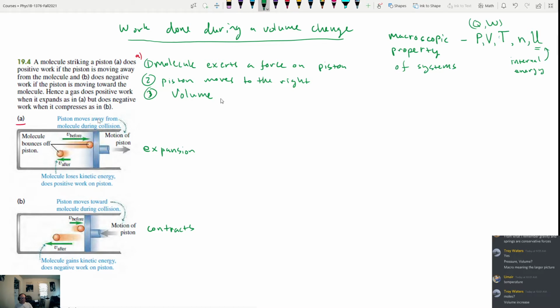The volume increases. Okay. So let's think about what happens then in terms of the work done and what happens to the energy of the system. They kind of tell you here in blue, the piston moves away during the collision and the molecule loses kinetic energy. Why would the molecule lose kinetic energy in this process? So the piston's moving this way, right? The molecule hits the piston and it bounces off. Why does the molecule lose kinetic energy?